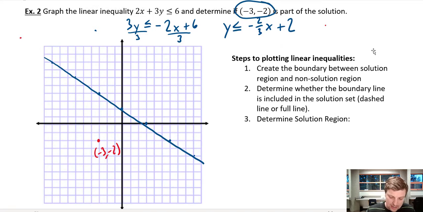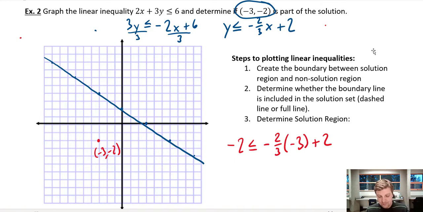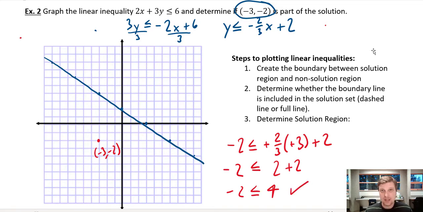So I'm going to put in -2 for y, and I get -2 is less than or equal to -2/3 times -3 plus 2. So let's see here. I have -2 is less than or equal to -2/3 times -3. I guess that negative sign is going to cancel, and then 2/3 times 3 is just going to be 2, plus 2. So I end up with -2 is less than or equal to 4. And so the question is just, is that correct? Is -2 less than or equal to 4? Well, yes it is. And so that means that this point is part of my solution set.